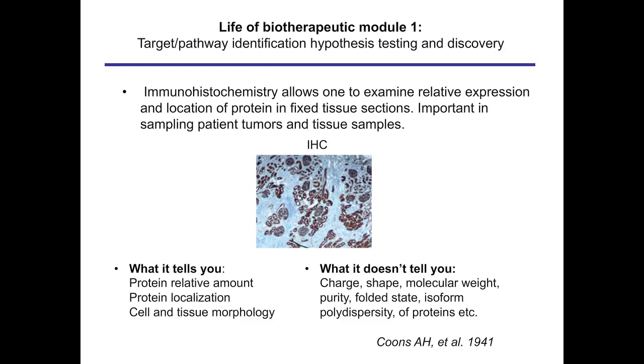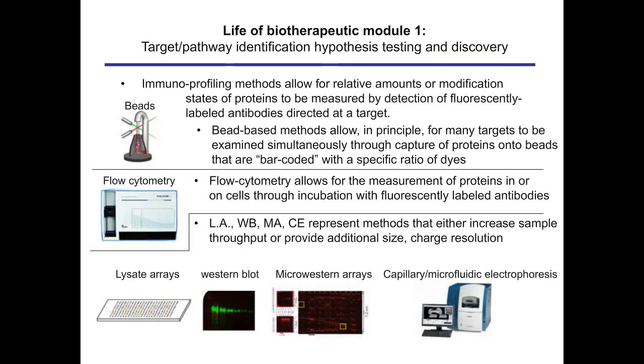But it doesn't tell you charge, shape, molecular weight, protein purity, folded state, isoform, the polydispersity, also known as the size range of the proteins. And so these other pieces of information will have to be gleaned with other protein analysis methods. This is a quite old method, originally described in 1941.